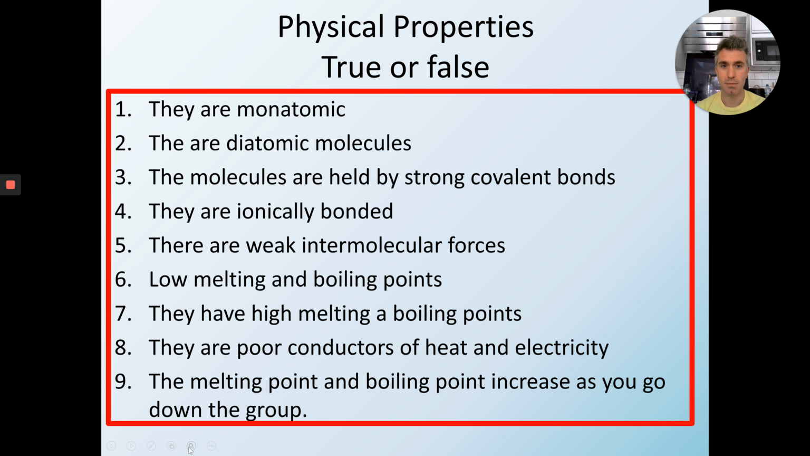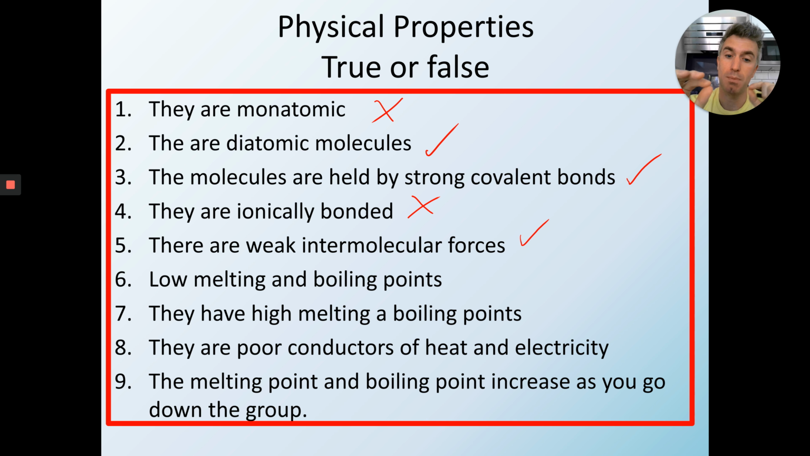Okay. Excellent. True or false? They are monatomic. That is not correct because they are diatomic. True. The molecules are held by strong covalent bonds. They are held together by strong covalent bonds. We'll look at those in a moment. They are ionically bonded. No, because we just said they're covalently bonded. There are weak intermolecular forces. That's really poorly phrased, but that's true.